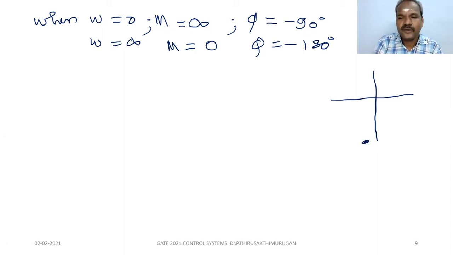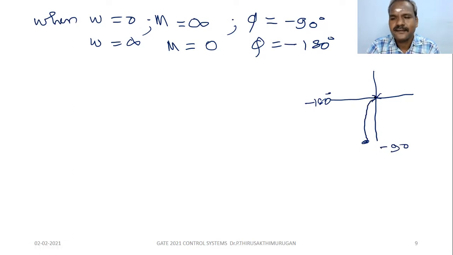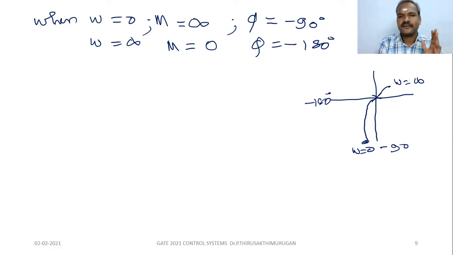Then it moves towards the 0 magnitude. This is 0 magnitude, this is minus 180, and this is minus 90. So the plot will be like this. This is omega 0, and at this stage omega is infinity. This is the typical plot for the type 1 second order system.